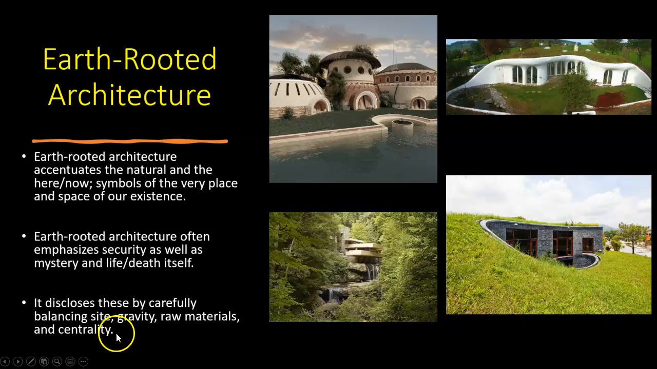And it can disclose these by carefully balancing site and gravity, what kind of raw materials are used, and also centrality. I don't know if you've ever seen any buildings like this before, but these are all considered examples of earth-rooted architecture, right? Either mimicking the mountains in the area, being built right into a hillside, with this one and this one, or right along a stream or cascading area in a forest. Earth-rooted architecture.